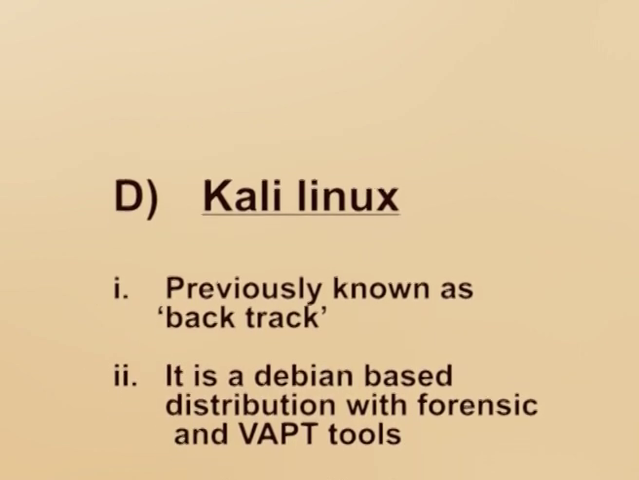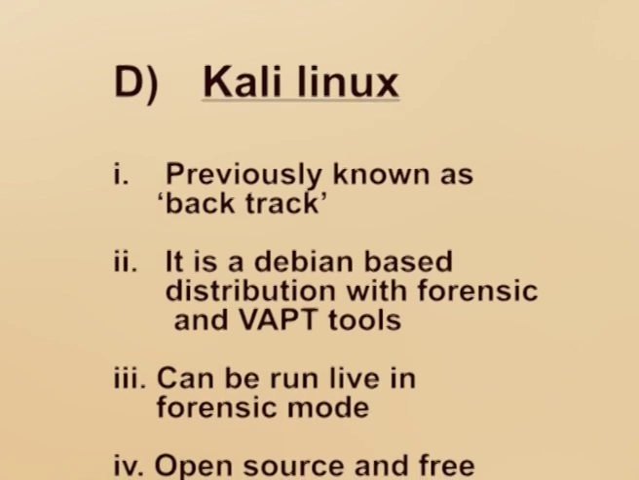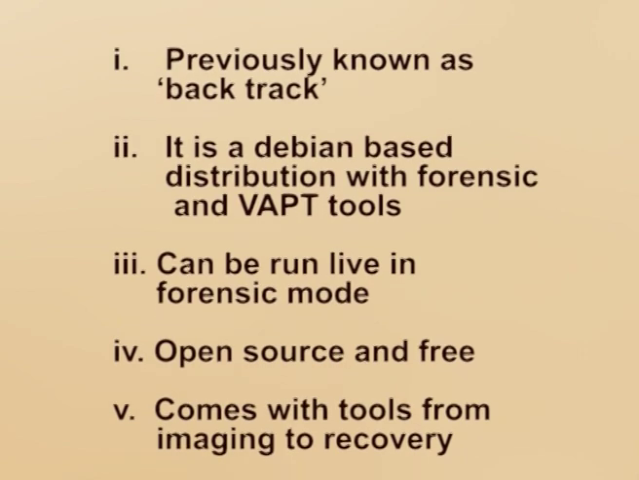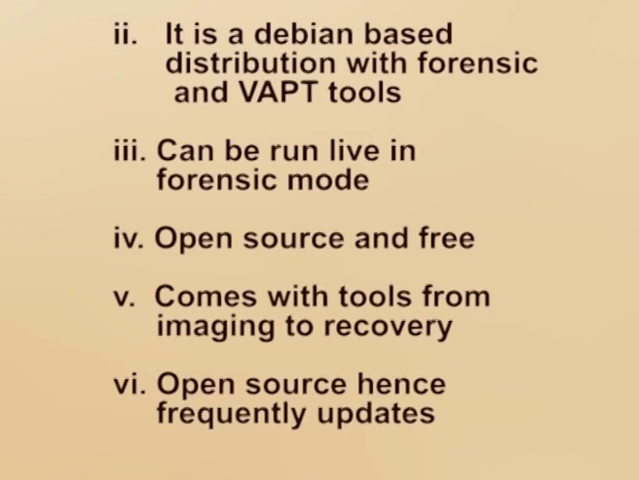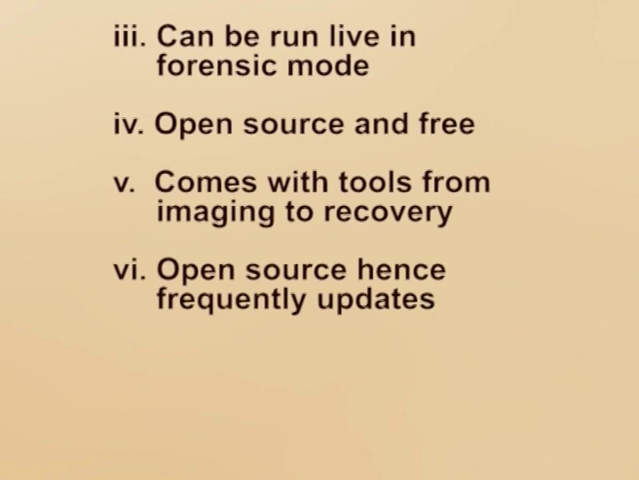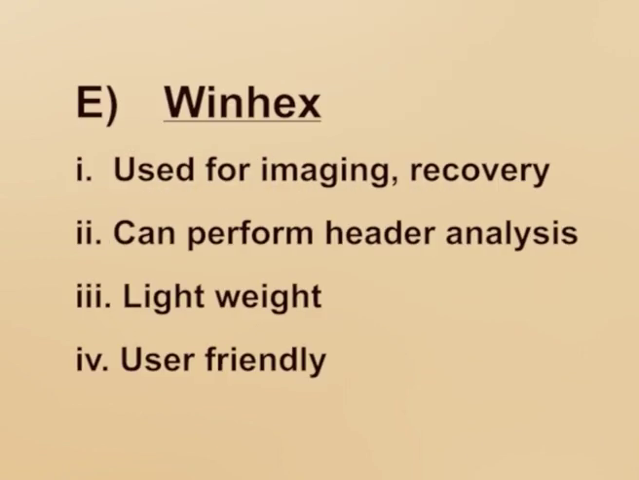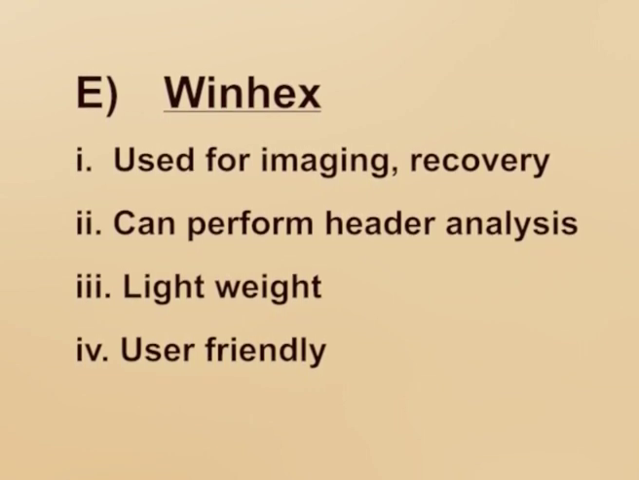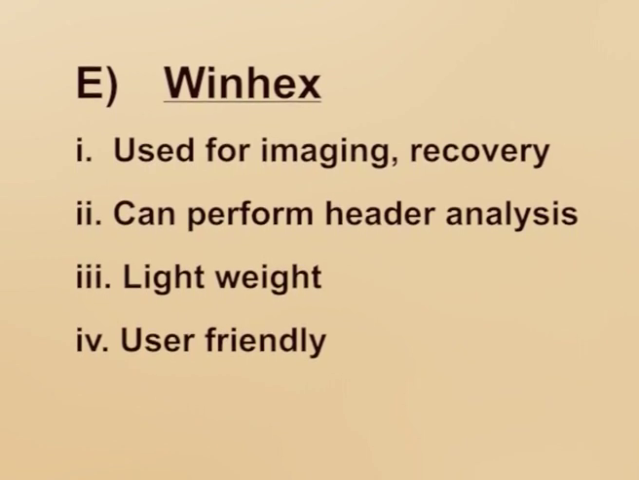Next is Kali Linux, previously known as BackTrack. It is a Debian based distribution with forensic and VAPT tools. It can be run live in forensic mode. Open source and free. It comes with tools from imaging to recovery. It is open source, hence frequently updated. Next is WinHex, used for imaging and recovery. It can perform header analysis. It is lightweight and user friendly.